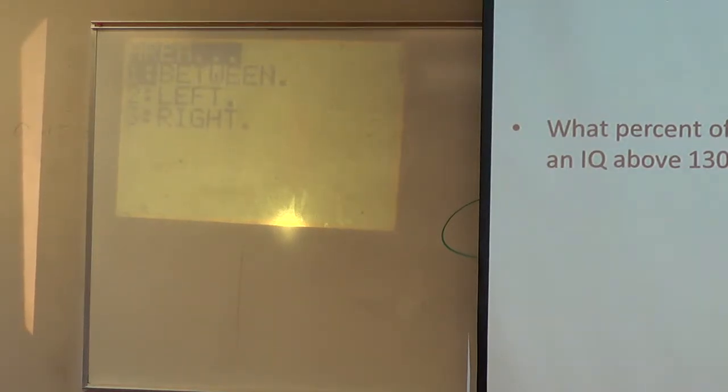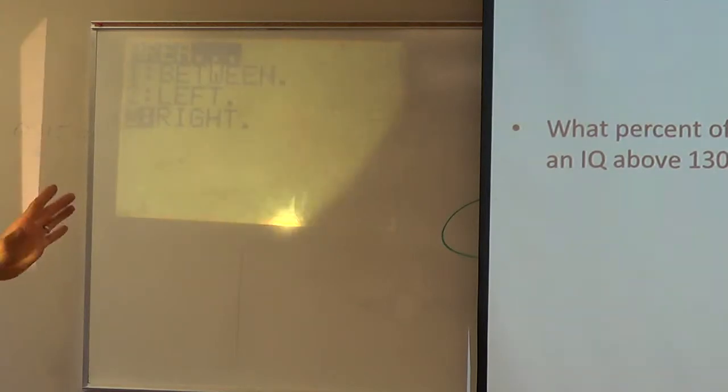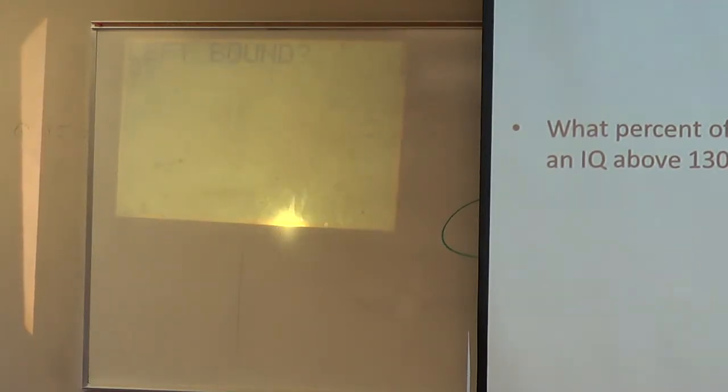It's not between. We're actually shading to the right, aren't we? That's why I like drawing the curve first. I like drawing it so we can actually see what we're doing. Left bound is 2, right? 2. Well, don't put 130 in.